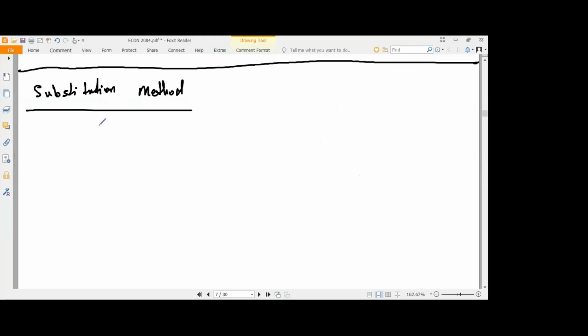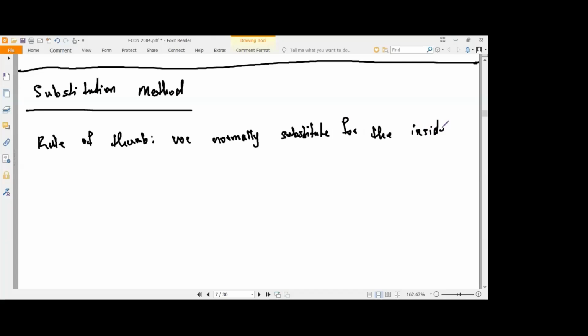Ready? So, for example, the rule of thumb is that we normally, not always, substitute for the inside function of the composite function. So that's just a rule of thumb.